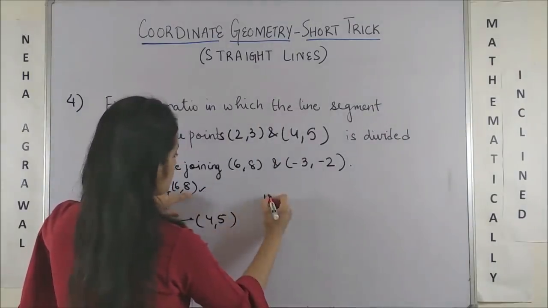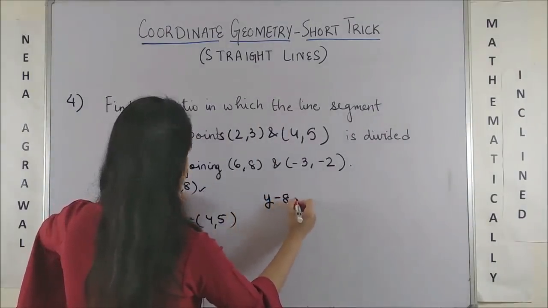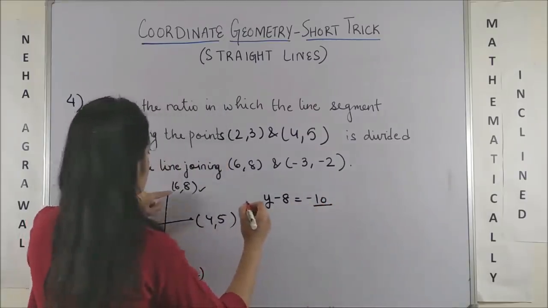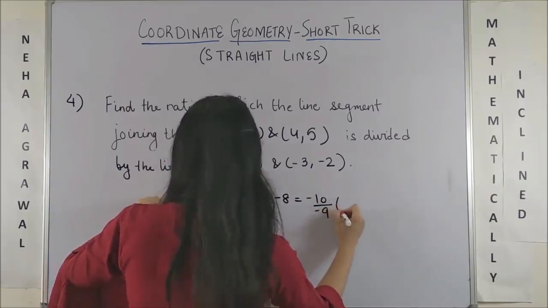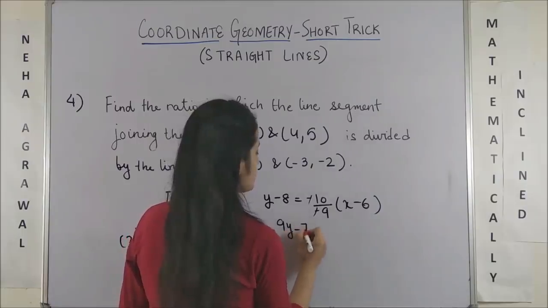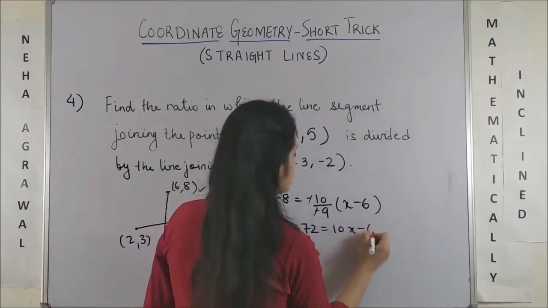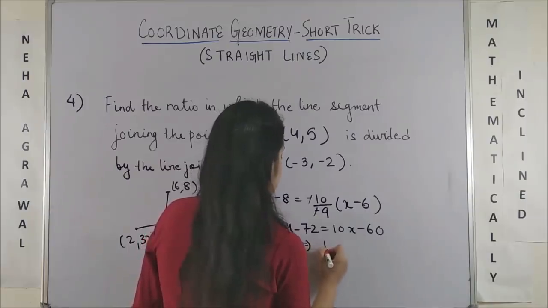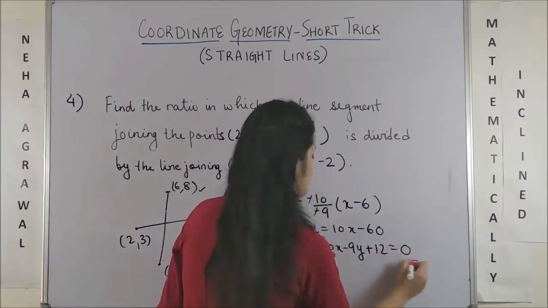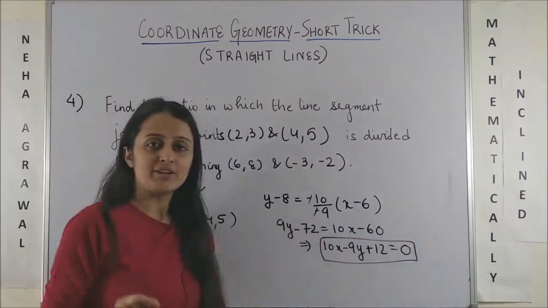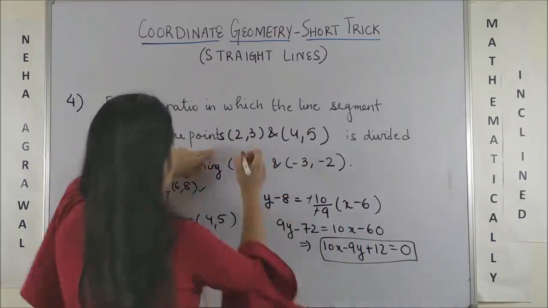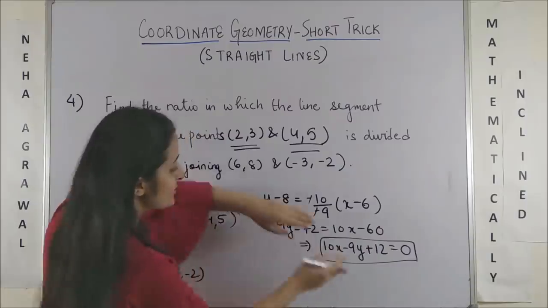Taking this as the first point, the equation becomes y minus 8 is equal to minus 2 minus 8, that's minus 10, upon minus 3 minus 6, that's minus 9, into x minus 6. So we cross multiply. 9y minus 72 is equal to 10x minus 60, which means it is 10x minus 9y plus 12 is equal to 0. So once we have got our equation, now we can go ahead with our shortcut method, and the points are 2, 3 and 4, 5. So let's plug that in.